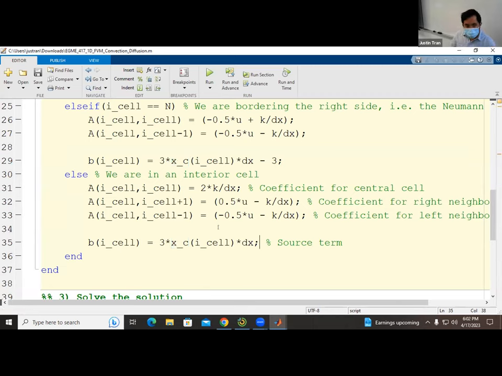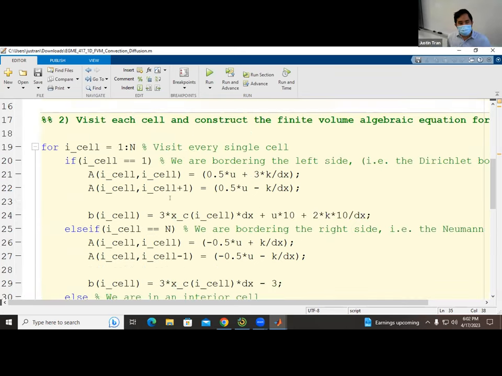All right, so that's the interior cell. Remember, the interior cells are always the easiest part. For finite volumes, hopefully you're seeing a trend here where we usually put the interior cells as the else condition, because for the if statements, we usually reserve those for when we're at a boundary. Let's start on the left first.